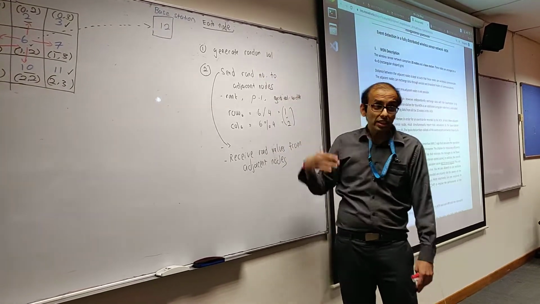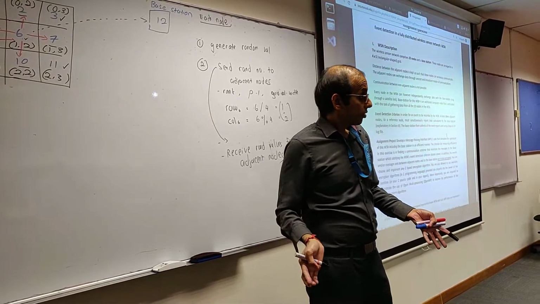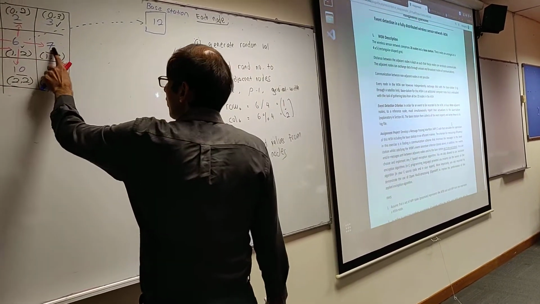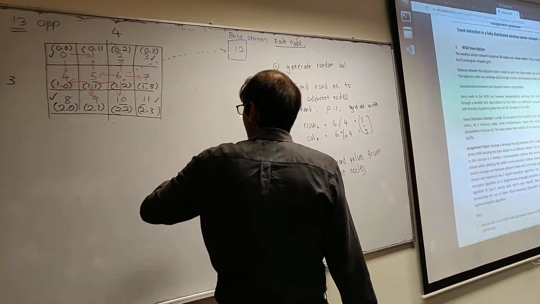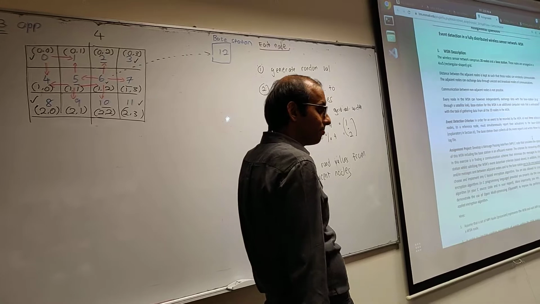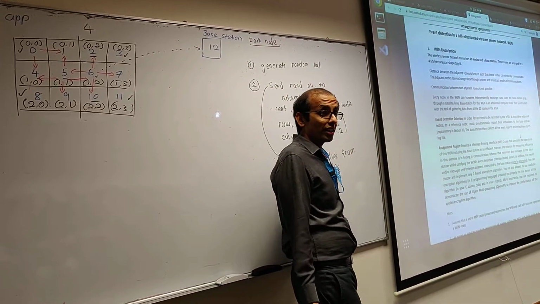So first you send to the adjacent nodes. For example, 6 here was sent to 7, 5, 2 and 10. After that, 6 will then expect to receive from 7, 5, 2 and 10. Can you follow or not?